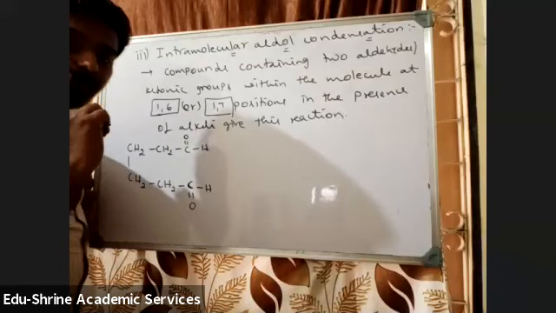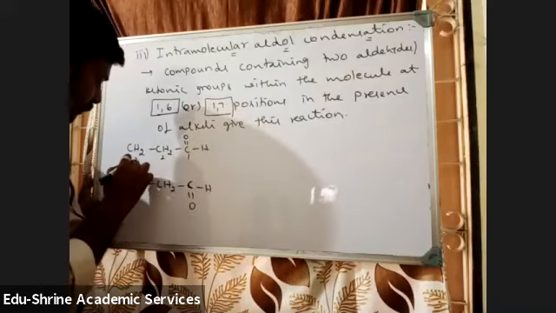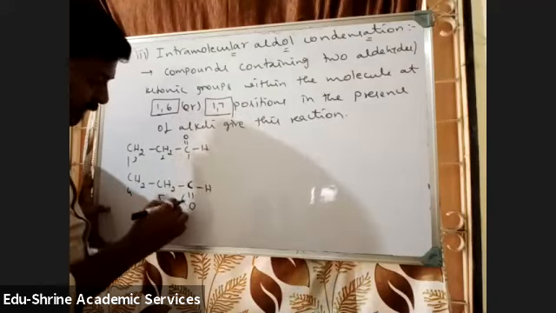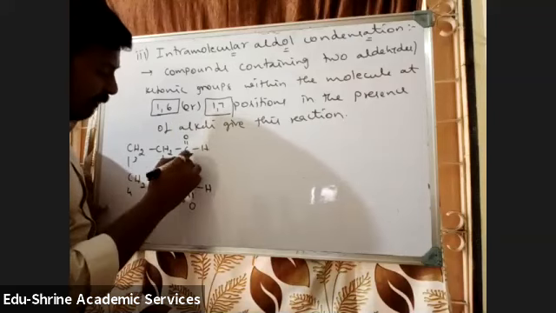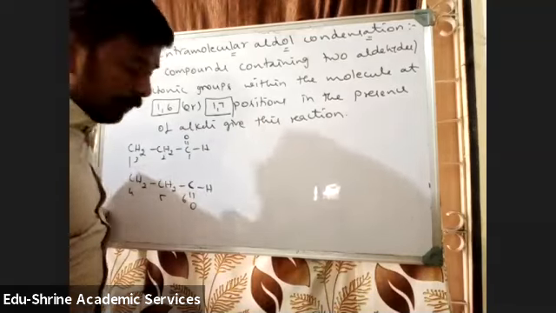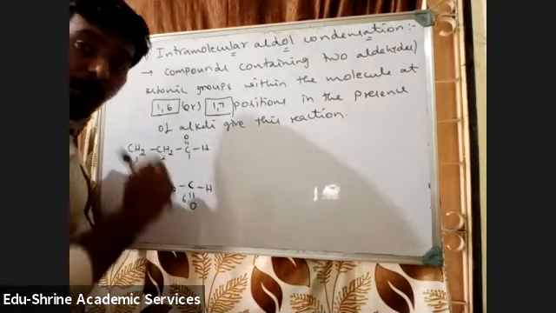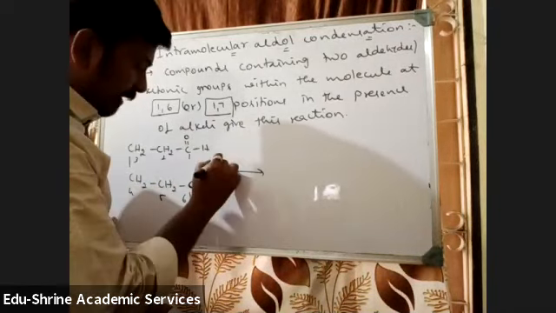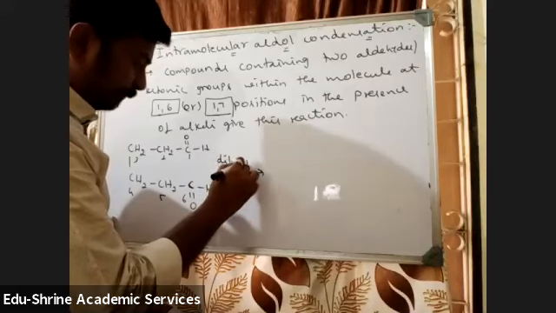Now you can see this is a compound: 1, 2, 3, 4, 5, 6. At the first position there is an aldehyde group, and at the sixth position there is an aldehyde group, both present in the same molecule. Now, in the presence of dilute OH minus.